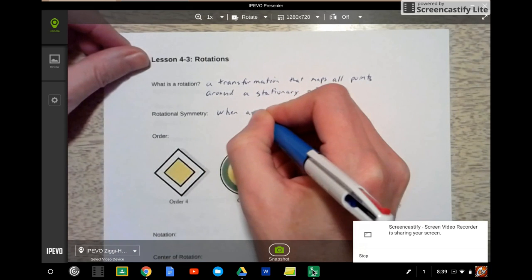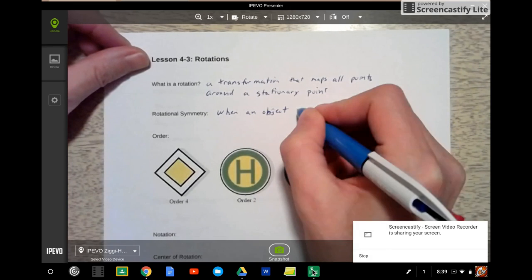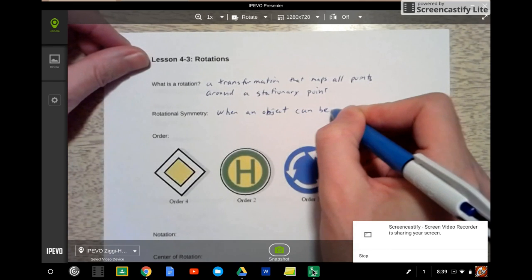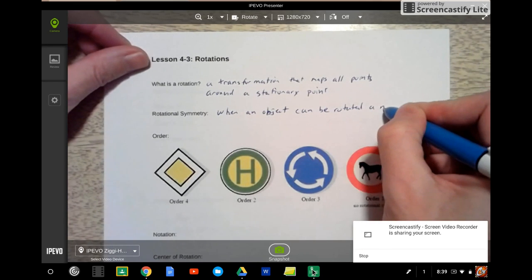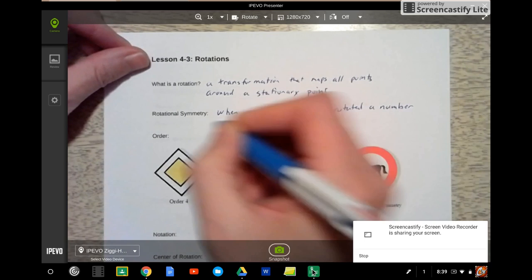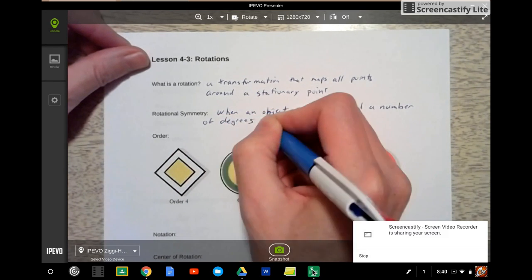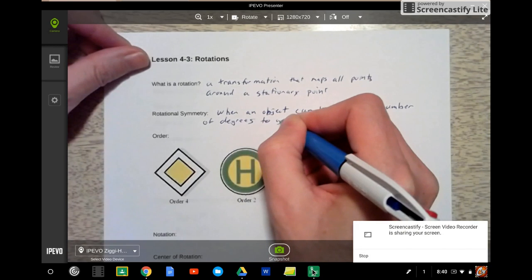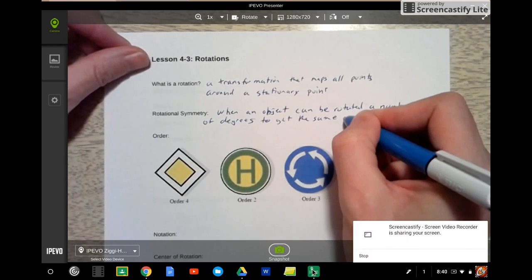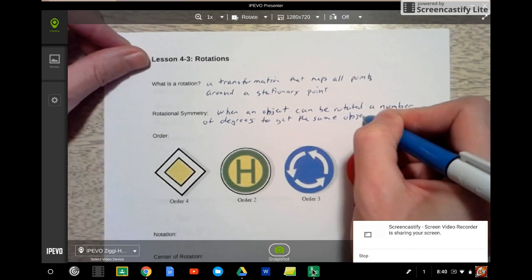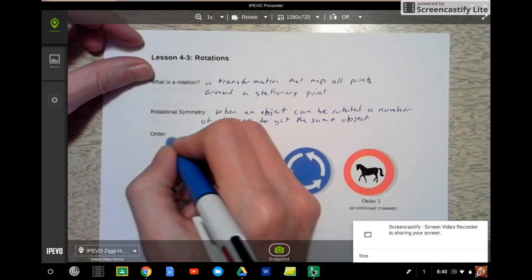When an object can be rotated a number of degrees to get the same picture. Okay, so the number of times you can turn that is called the order. So the number of times it happens.